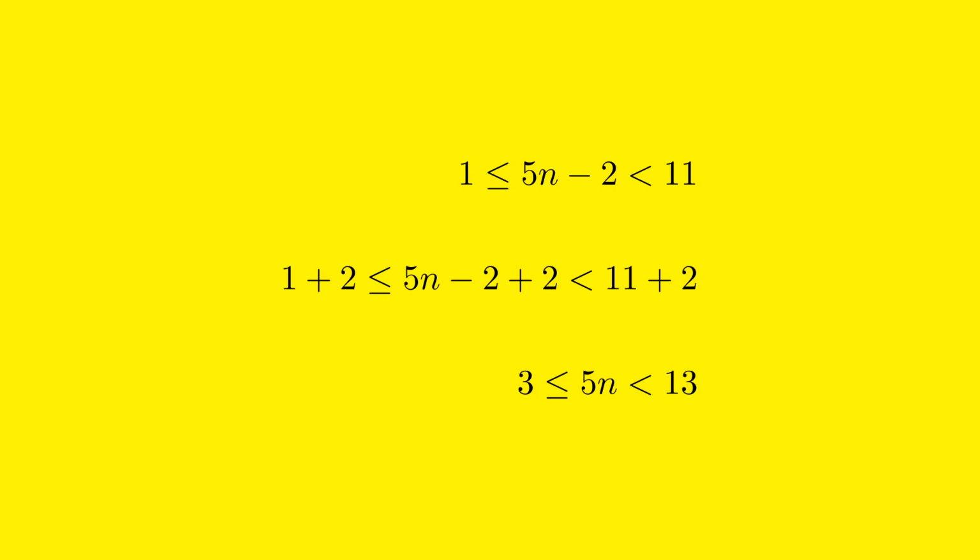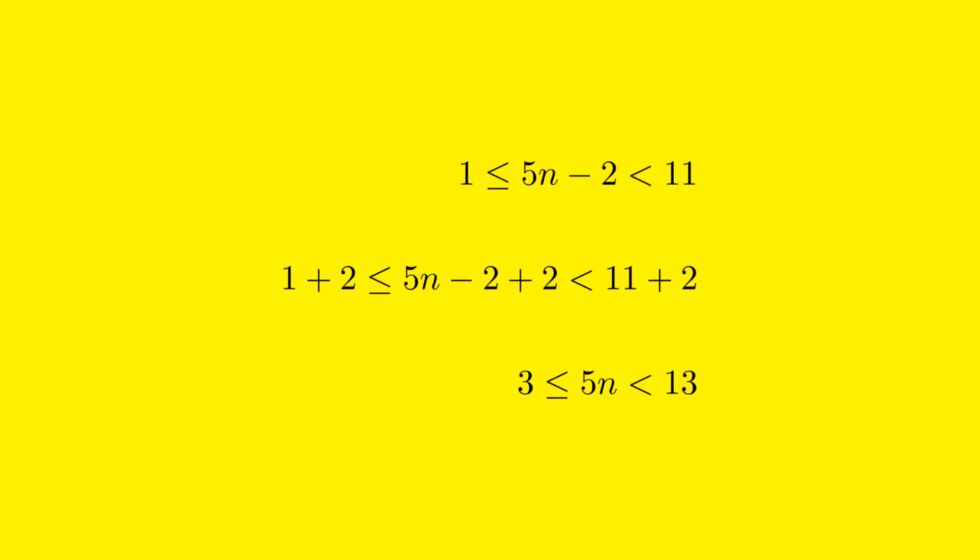Start by looking at the inequality one part at a time. 1 is less than or equal to 5n minus 2. This will be the first part. The other part is 5n minus 2 is less than 11. The first step in isolating n is to eliminate the minus 2 in the middle term. To do this, we will add 2 to each part of the inequality.